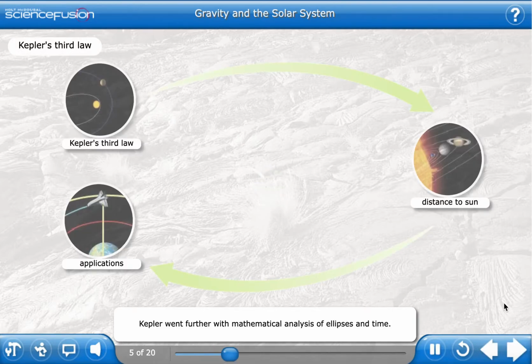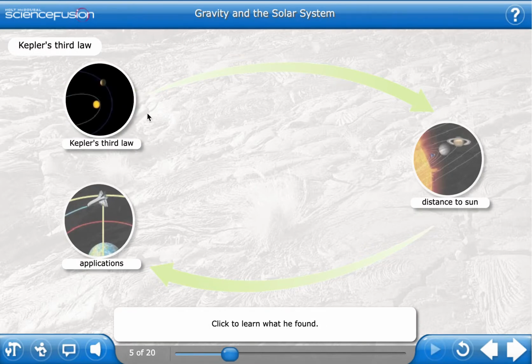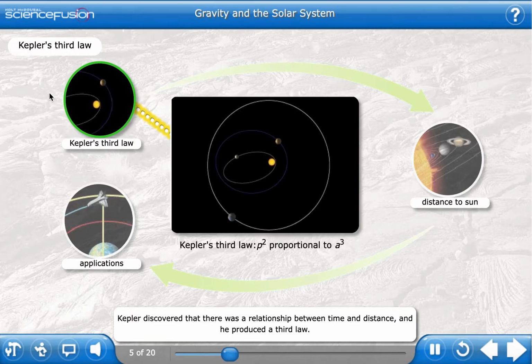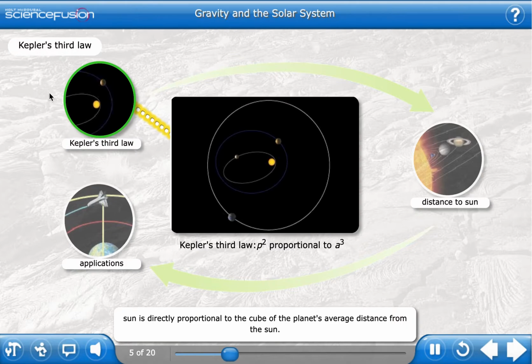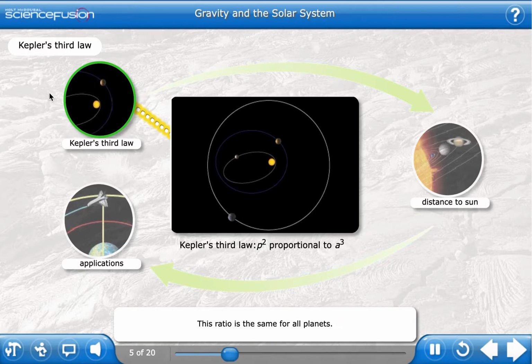Kepler went further with mathematical analysis of ellipses and time. Click to learn what he found. Kepler discovered that there was a relationship between time and distance, and he produced a third law. The square of the time needed by a planet to orbit the sun is directly proportional to the cube of the planet's average distance from the sun. This ratio is the same for all planets.